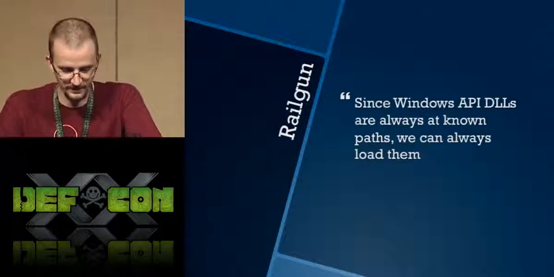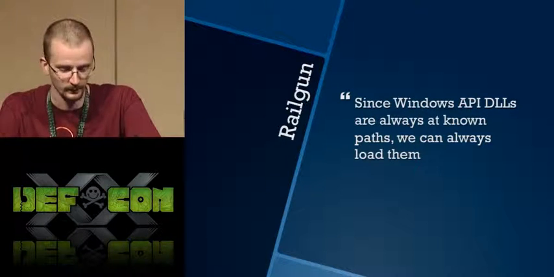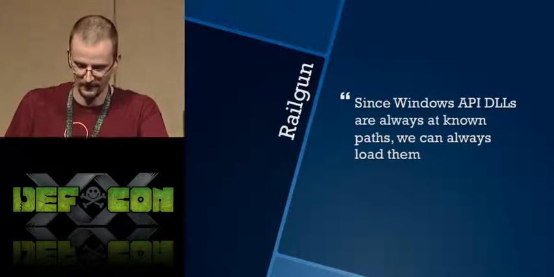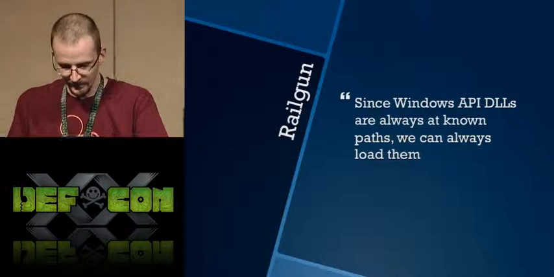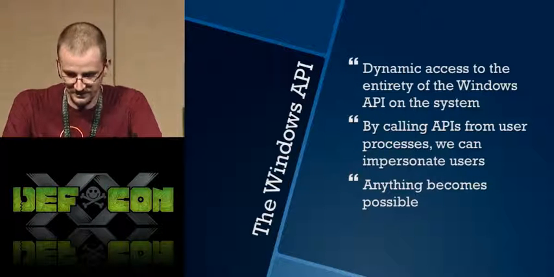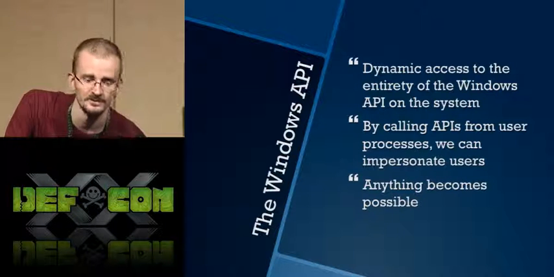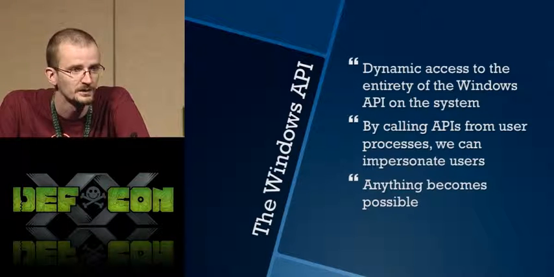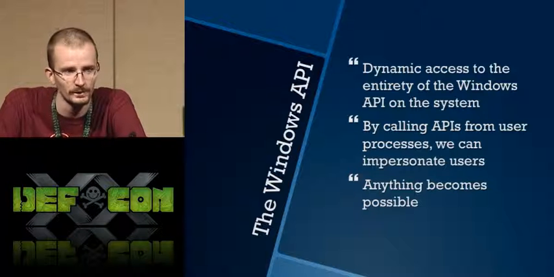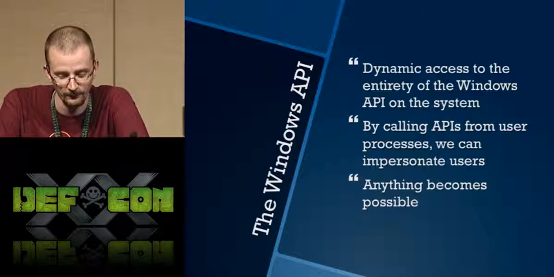Since Windows API DLLs are always at a known location, this means the entire Windows API is ripe for exploitation and use for whatever nefarious purposes we might have on that system. So Railgun is providing us fully dynamic access to the Windows API. That's all the core functions that any Windows developer would want to use to do anything on that system. It doesn't sound that exciting at first, but when you start looking at the possibilities it opens up, it's very, very powerful.